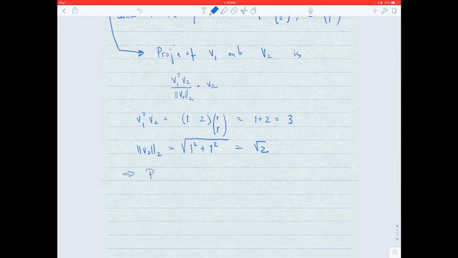So the projection is equal to 3 divided by square root of 2, this is a scalar, times the vector v2, which is just 1, 1. Or if you prefer to write this differently, 3 root 2 over 2 in the direction 1, 1. So this is a projection, and we've also learned in doing this exercise what this concept of Euclidean norm is.